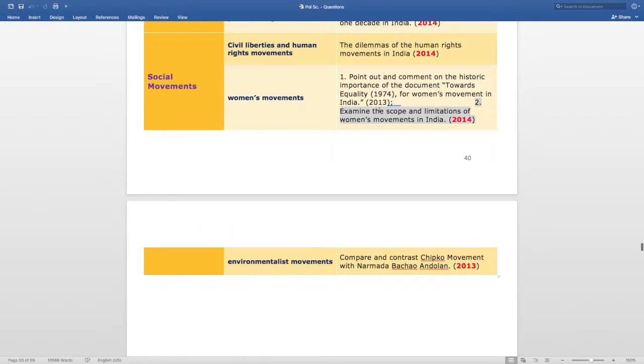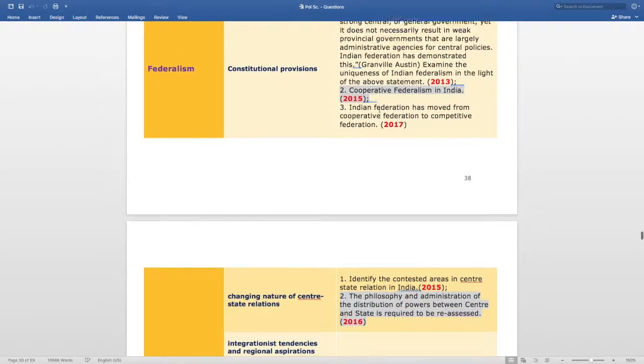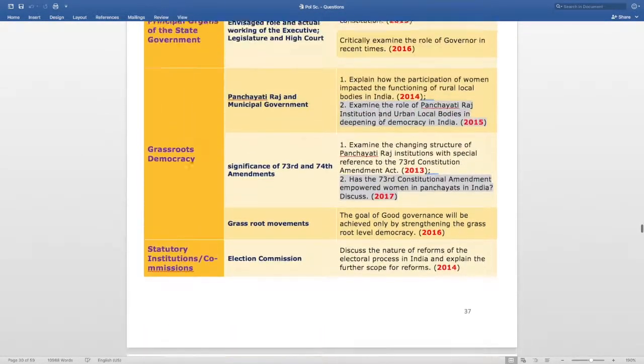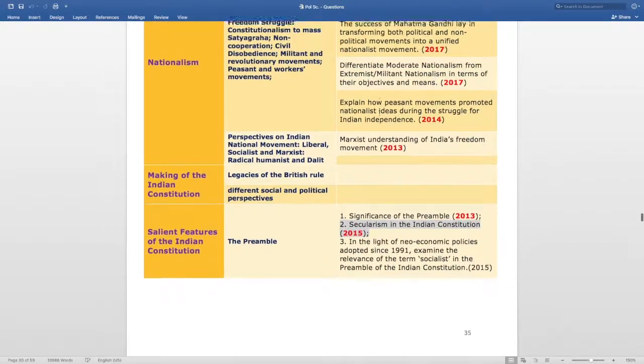Likewise, if we take a glimpse of this syllabus, there is hardly any topic that is not touched by UPSC in terms of asking questions. So, you cannot escape any topic.